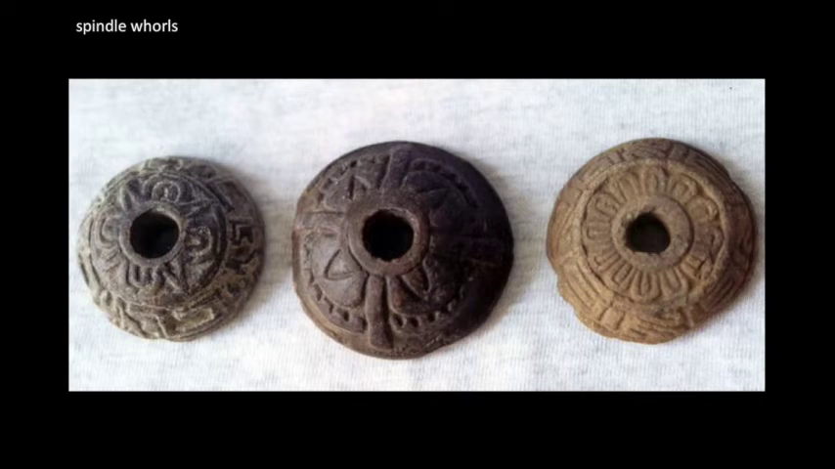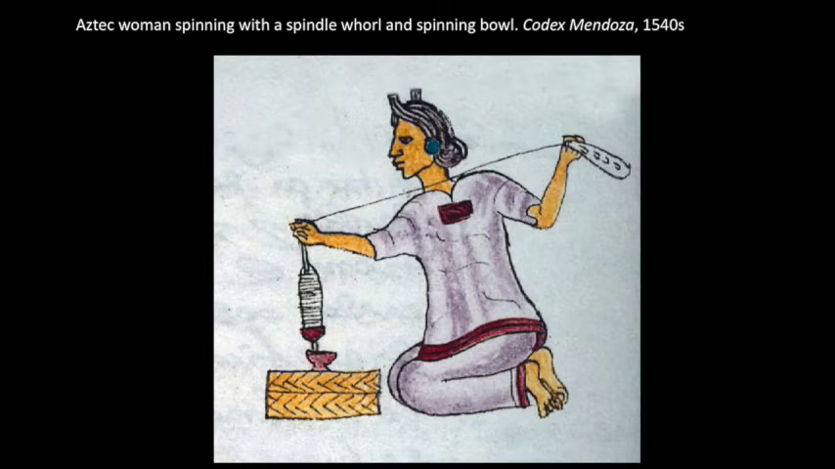They're used for spinning fiber into thread. A sharp stick, the spindle, is thrust into the central hole, and the two are then spun on the ground or in a spinning bowl like a top. And the motion of the spindle and the whorl help a spinner create yarn from a handful of unspun fiber.